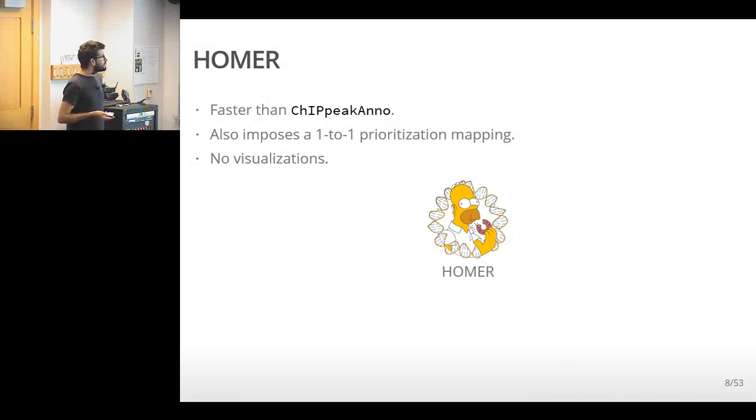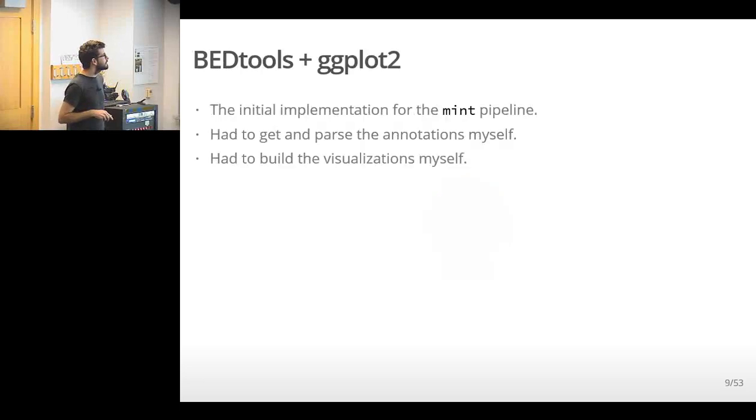Another option is Homer. And while I really enjoy their logo, and it is faster than ChIP-seq Anno, it also has the problem of imposing the prioritization, which we're not into. And it doesn't do visualizations. We would have had to do it ourselves anyway. So that's not really good.